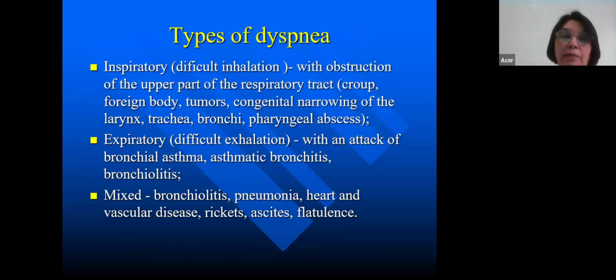Types of dyspnea. 3 types of dyspnea: inspiratory, expiratory, and mixed. Inspiratory, difficulties of inhalation with obstruction of the upper part of the respiratory tract, typical for children with laryngitis, with croup, foreign body, tumors, congenital narrowing of the larynx, trachea, bronchi, and pharyngeal abscess.